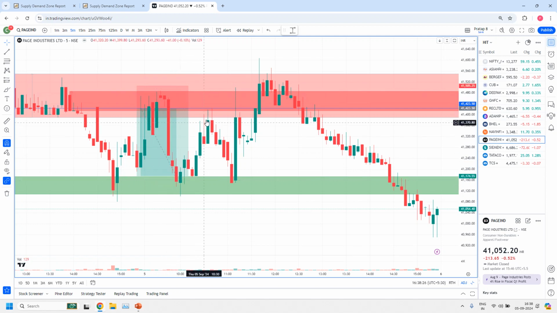Next time, pierced zone, you cannot take the trade. You cannot say, this is my second trade. If you took a second trade, you are lucky. See here, if you would have taken a third trade, see what happened after that? The zone is violated completely.